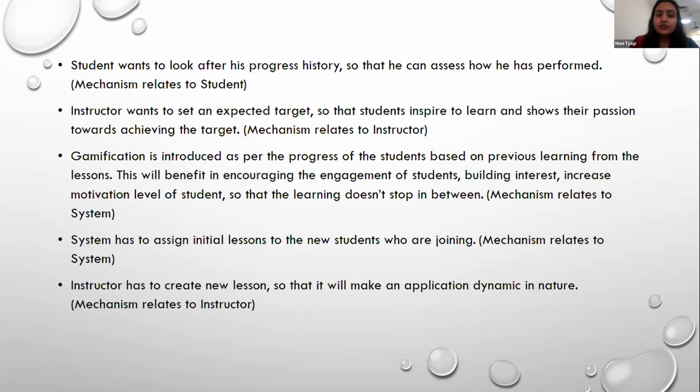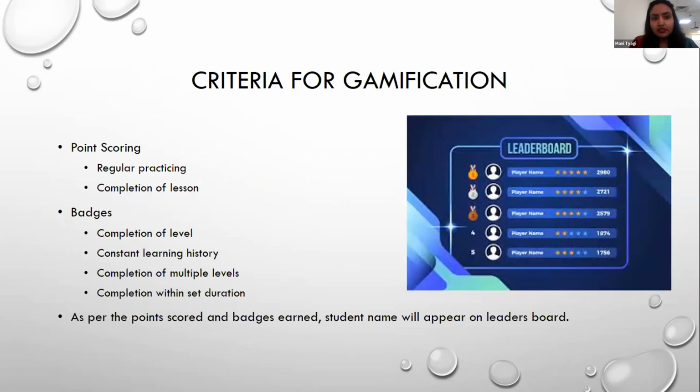So the system has to assign initial lessons to the new joining students. This mechanism relates to the system. Then we have the instructor who has to create new lessons so that it will make the application dynamic in nature. This is the instructor's mechanism. Then we have given some criteria for gamification, that is the scoreboard. We have badges, we have a leaderboard, through which, as you can see on the screen, we will give the scoring as per the regular practice of the students and completion of the lessons.